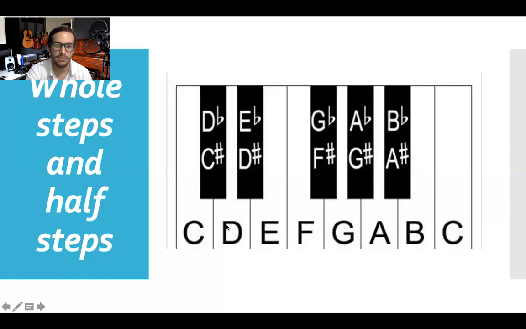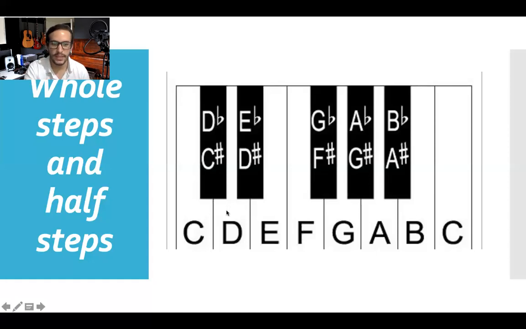Now, be careful because, for example, from E to F, we don't have a black key, and from B to C, we don't have a black key. So if I'm in E and I have to go a whole step away from E, I will go one note to F and then one note to here, F sharp. So one whole step away from E is F sharp because it's two notes away. Again, a whole step is two keys away, and a half step is one key away.